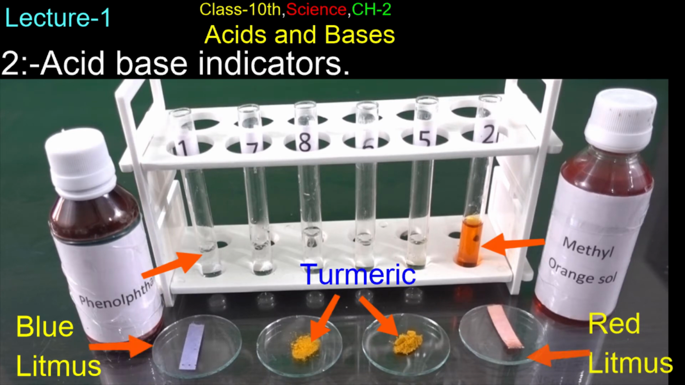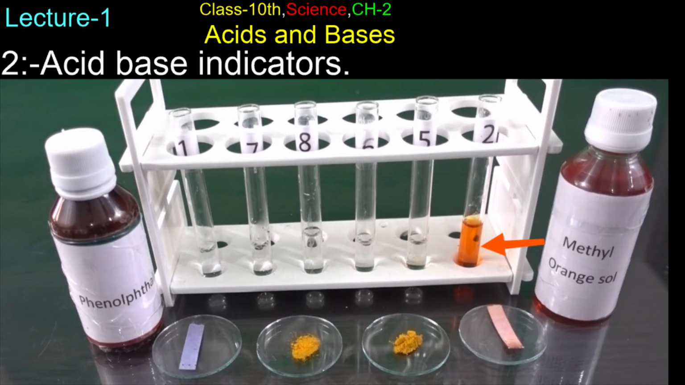Litmus paper, phenolphthalein and methyl orange are common acid-base indicators used in the laboratory. Litmus is a mixture of water-soluble dyes extracted from lichens. Its water solution is soaked in a piece of paper to prepare litmus paper. Phenolphthalein and methyl orange are synthetic indicators.